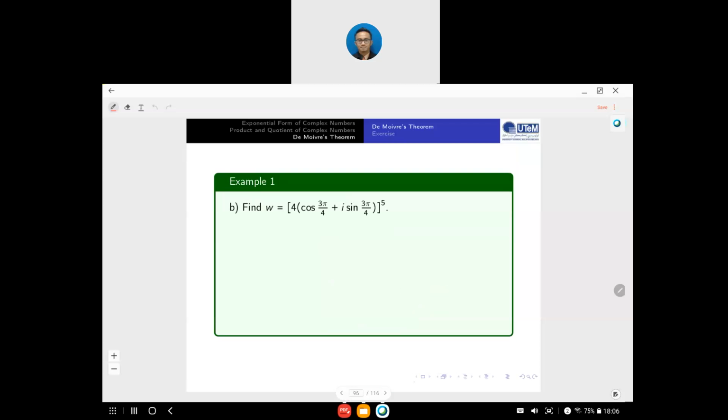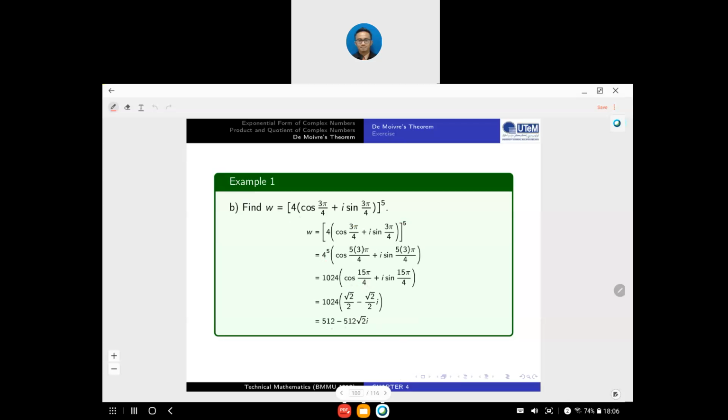Okay. B. Find w equals 4 times cos 3 pi over 4 plus i sin 3 pi over 4, all to the power of 5. So this one is already in terms of polar form. You just go direct. You will get 4 to the power of 5, and then the angle times 5. So you can get this value. This one you can press your calculator, and you can get 512 minus 512√2 i.